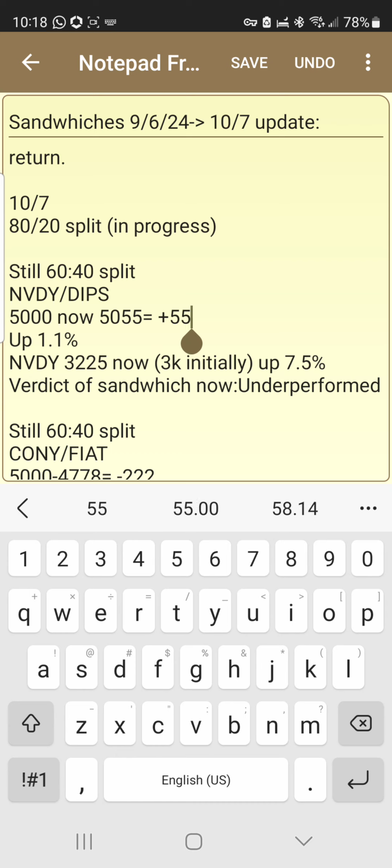And total right now, I am up $55 in this sandwich. So I'm up 1.1%. But of the NVDY, I want to compare it. Had I not had the sandwiches, how am I doing without the sandwiches?